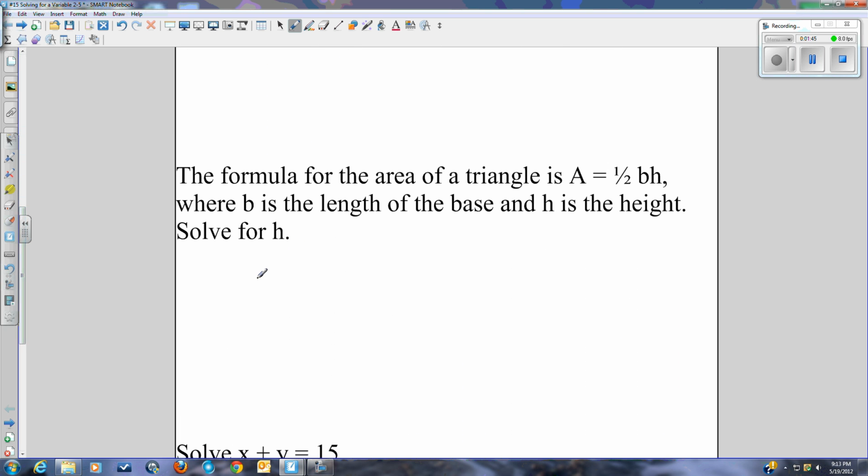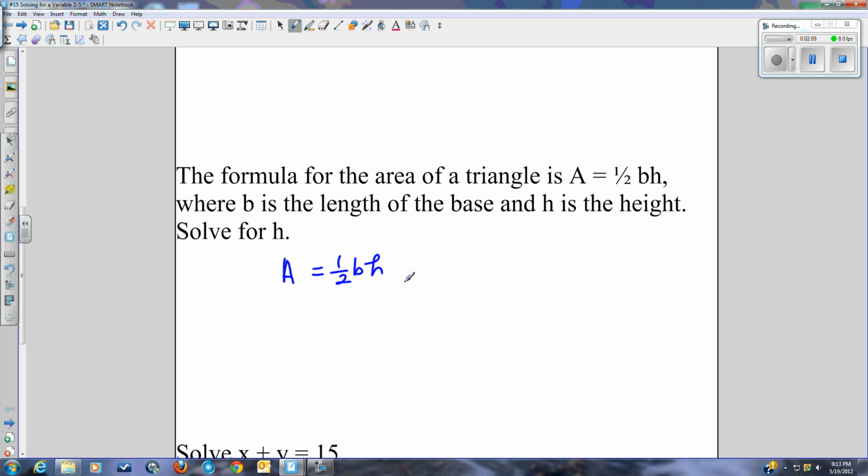Now let's look at this one. You know this formula for the area of a triangle. It's area equals 1/2 times base times height, or A equals 1/2 BH, where B is the length of the base and H is the height. Solve it for H. So basically what we're doing is, this is the purpose, as I said, it'll become more apparent in the coming lessons.